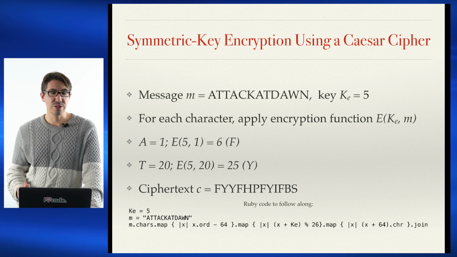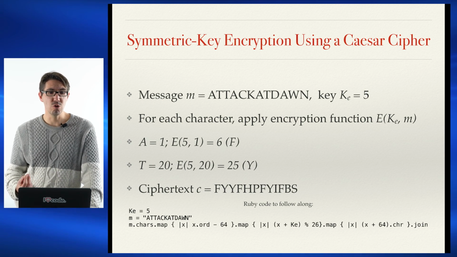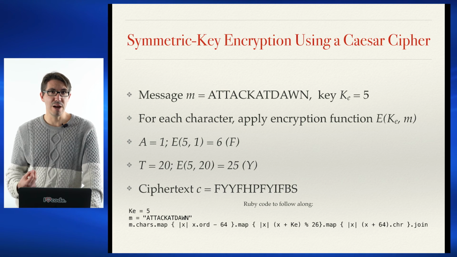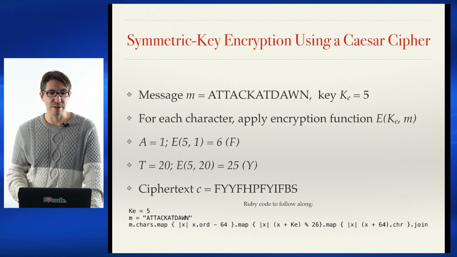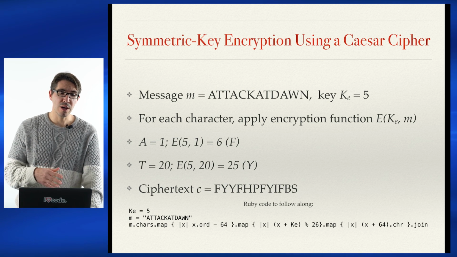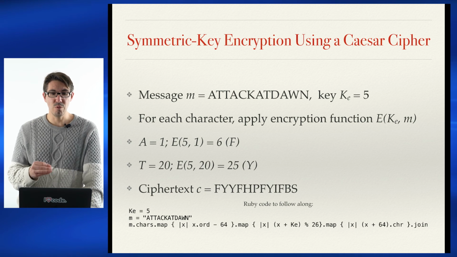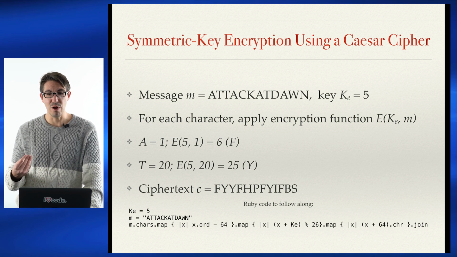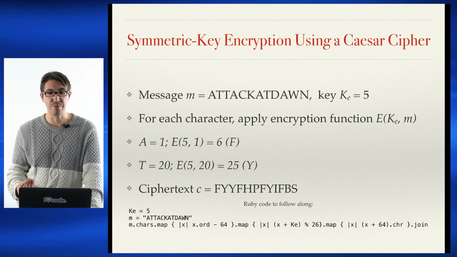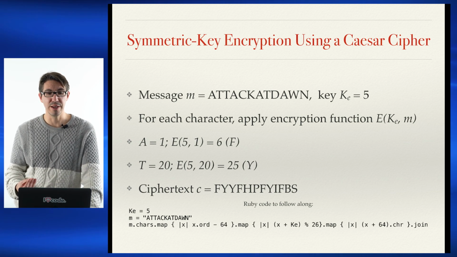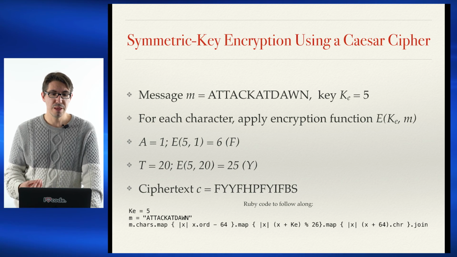For the second character, T, that's equal to 20. We apply our encryption function E, we get 25, that's Y. Continue doing this for every character in the character sequence, and we come across our ciphertext C, FYY, FHP, FYI, FBS. I've included some Ruby code there if you would like to follow along with this very simple cipher.